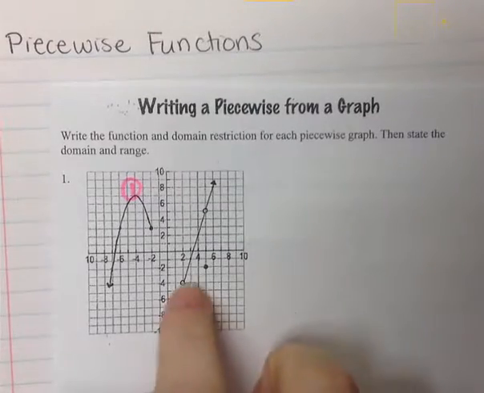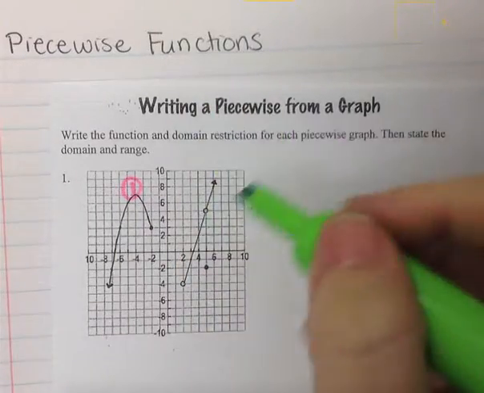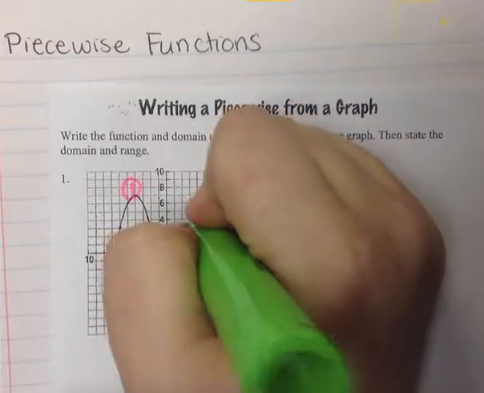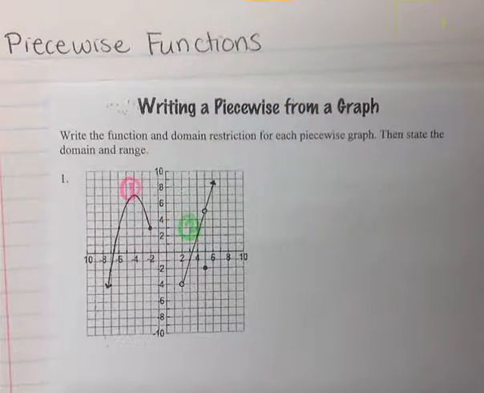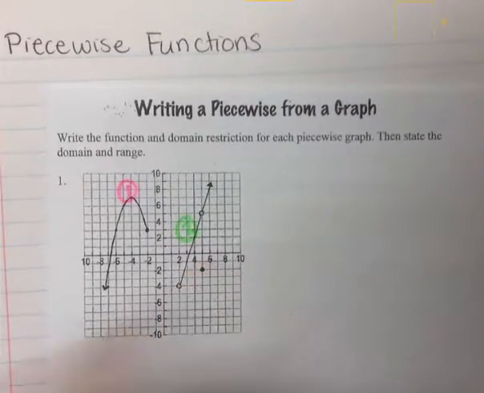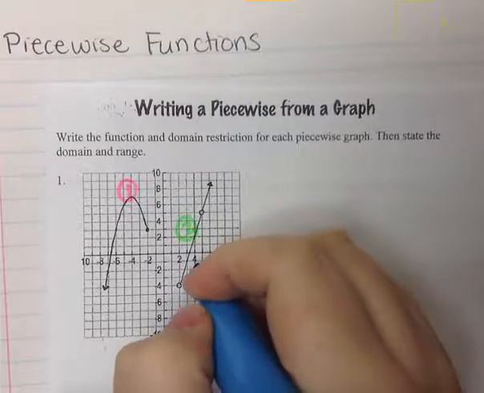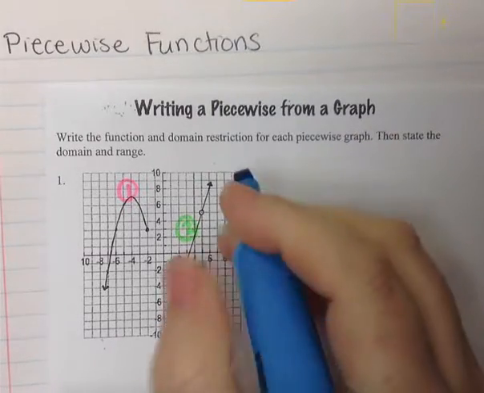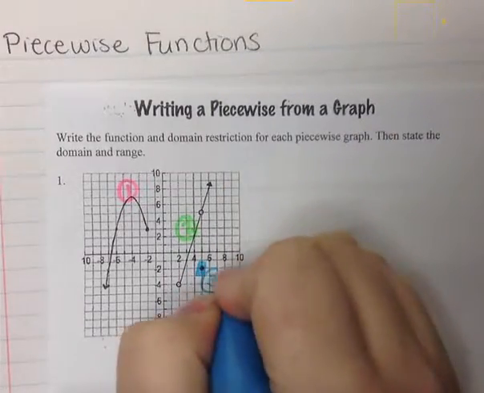The second one, I'm going to go towards the line. This is going to be our second graph, our second equation. So I'm putting a 2. I'm going to do that in green. Then the third part is that one single point. So I'm going to highlight that, and that's going to be our third part. I'm going to do that in blue.